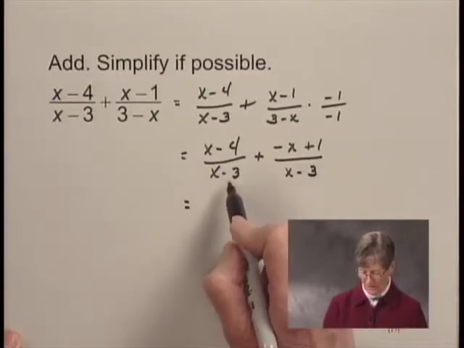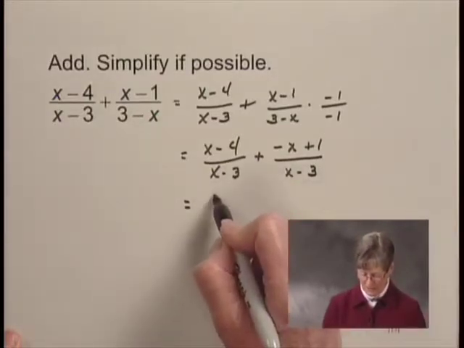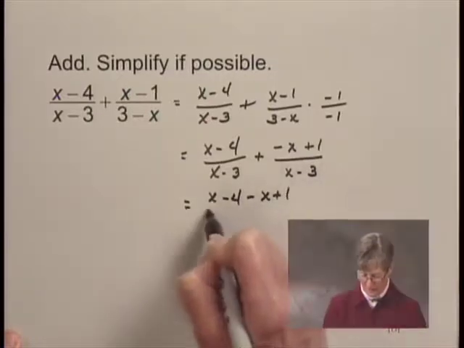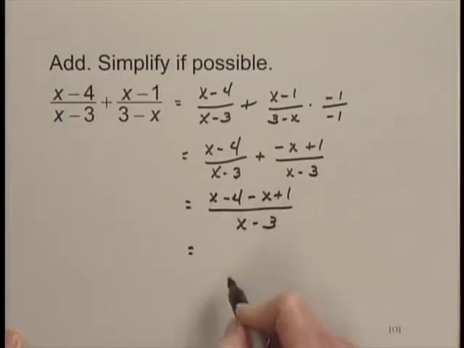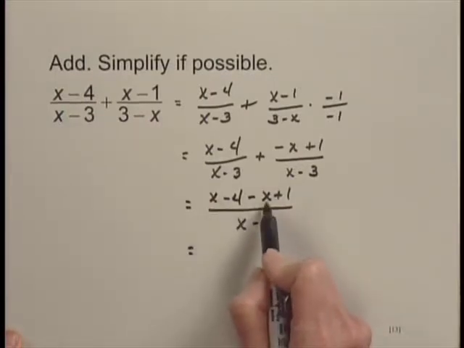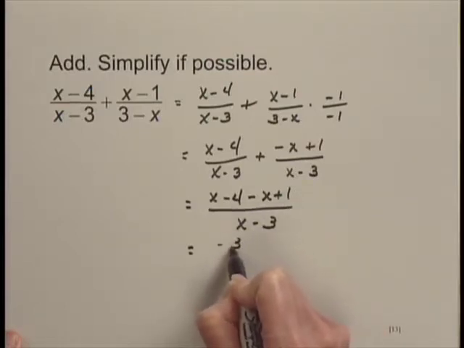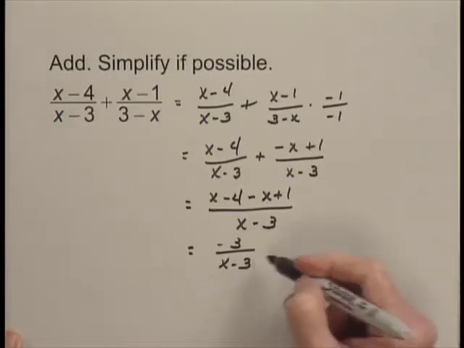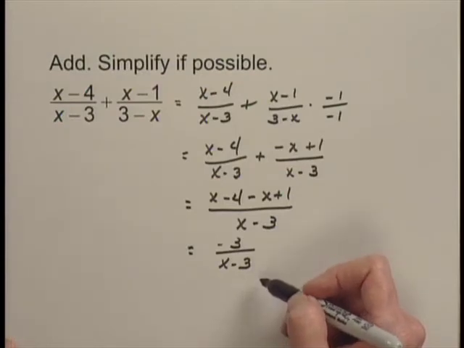And now I just need to add the numerators and write that sum over the common denominator. So I'll have x minus 4 minus x plus 1 over x minus 3. And simplifying in the numerator, x minus x is 0. -4 plus 1 is -3. And that's over x minus 3. And I can't do any further simplification of this expression, so this is the sum that we were looking for.